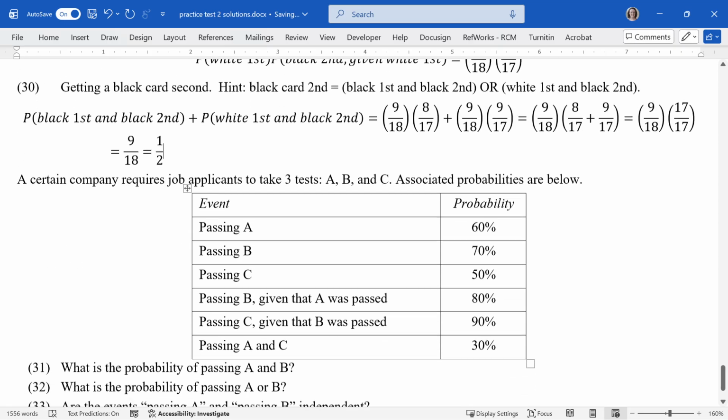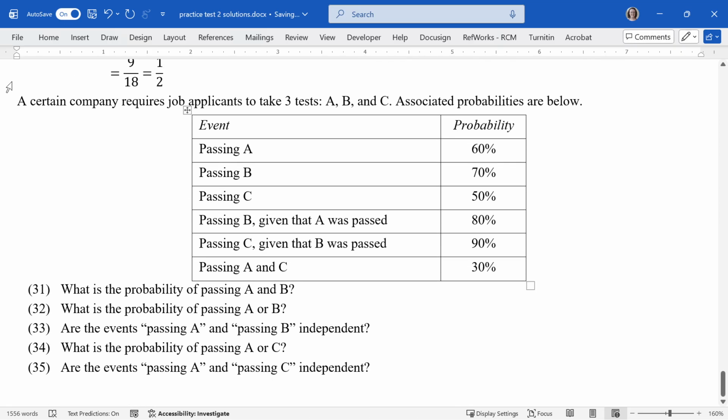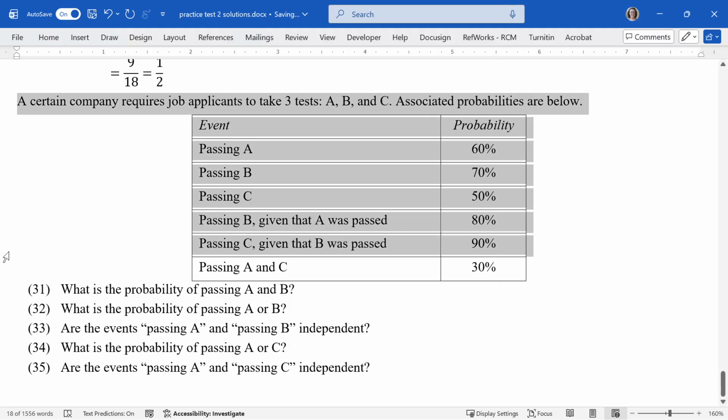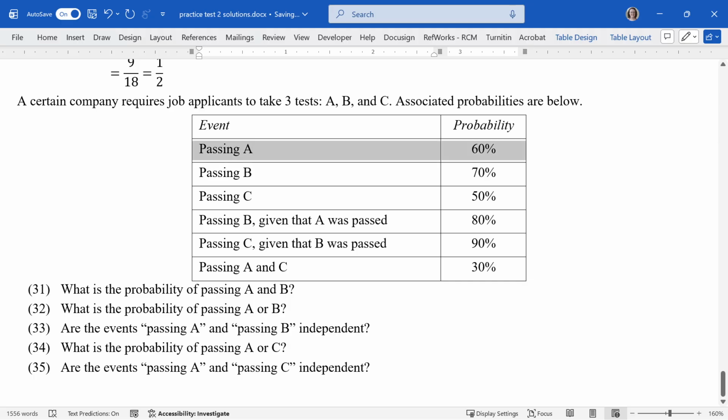Okay, moving along to number 31. A certain company requires job applicants to take 3 tests, A, B, and C. Associated probabilities are below. So we have these different events. Passing test A, probability is 60%, passing B, 70%, passing C, 50%.